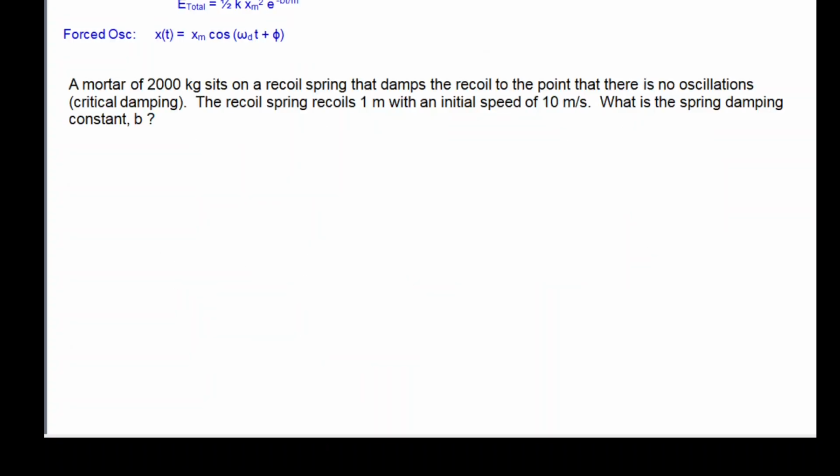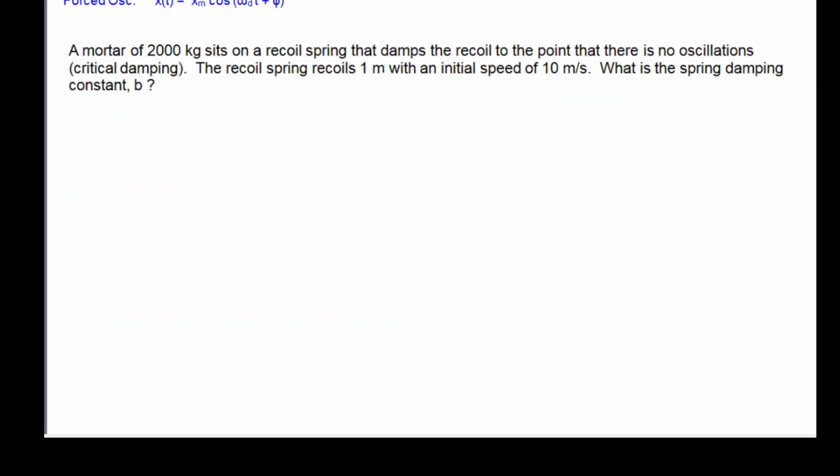Here's our last problem. A motor of 2,000 kilograms sits on a recoil spring that damps the recoil to the point that there are no oscillations. This is critical damping. The recoil spring recoils 1 meter with an initial speed of 10 meters per second. What is the spring damping constant b? We know for critical damping, the damping constant b is equal to 2 times the square root of the spring constant k times mass m.